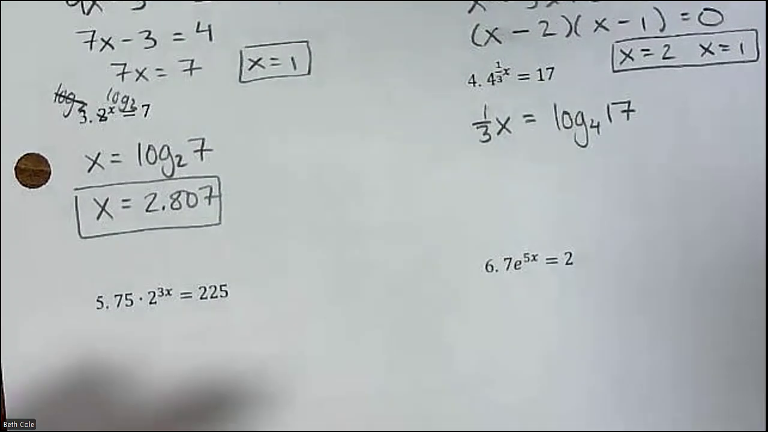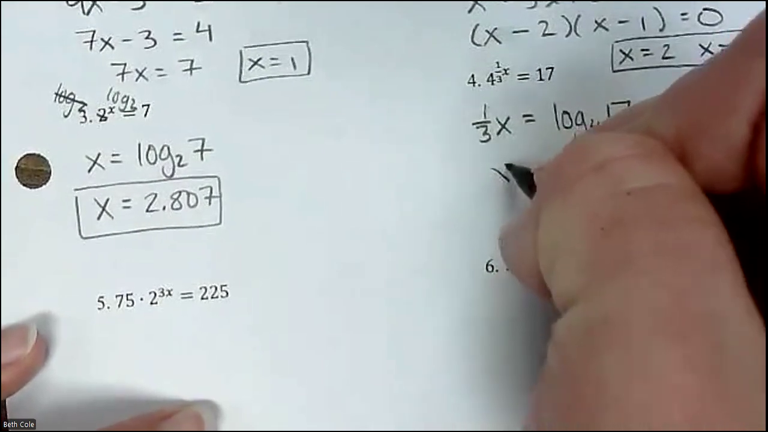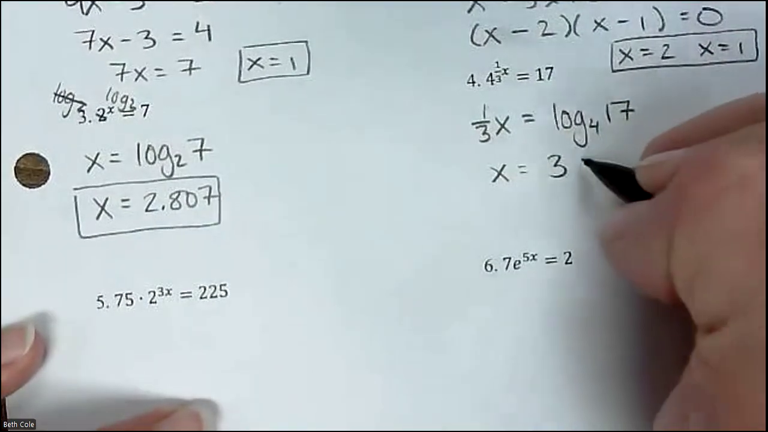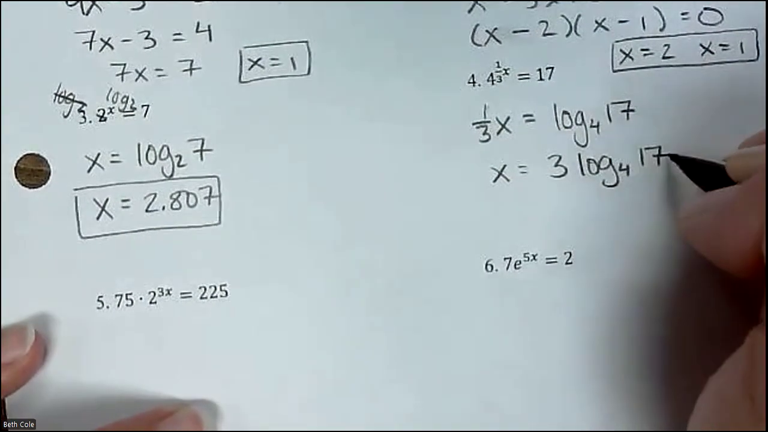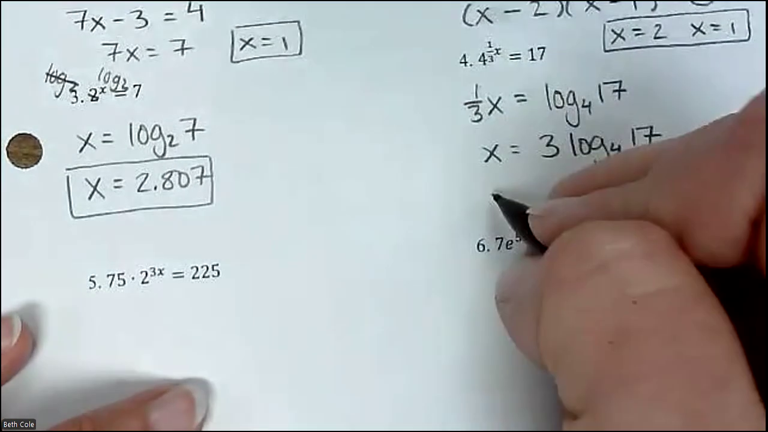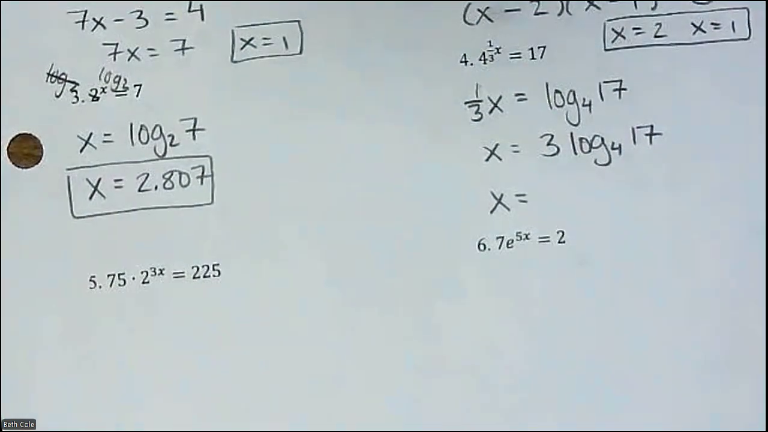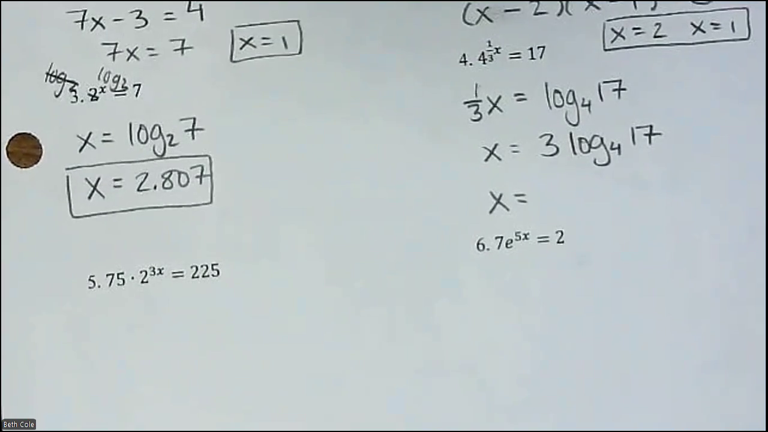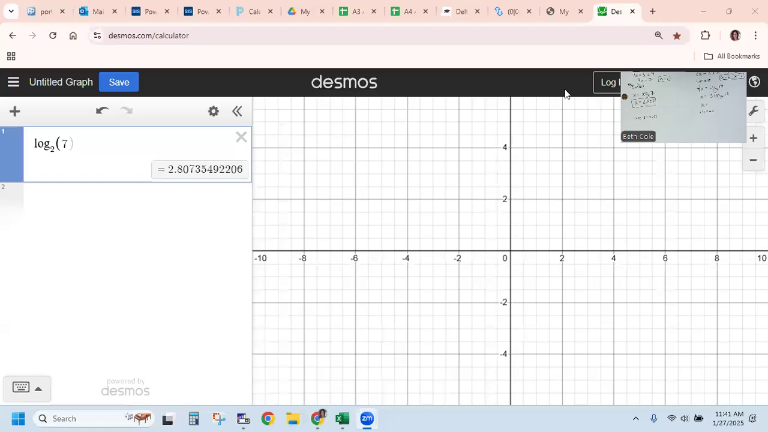And then what would be your last step to get rid of a 1/3? Yeah, multiply by 3. I would write it out front just because it's a coefficient. You could write it at the end too. Again, personal preference. And then I'm going to share my screen and we're going to type that in the calculator. So 3 log base 4, and what was it? 17. There you go. 6.131.